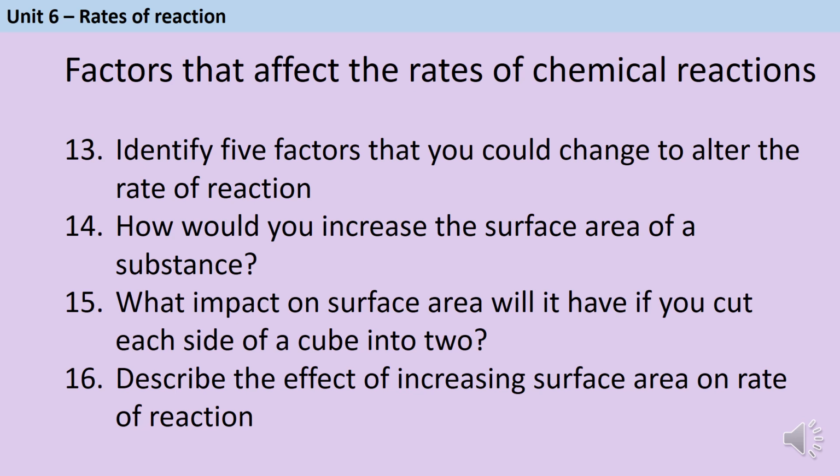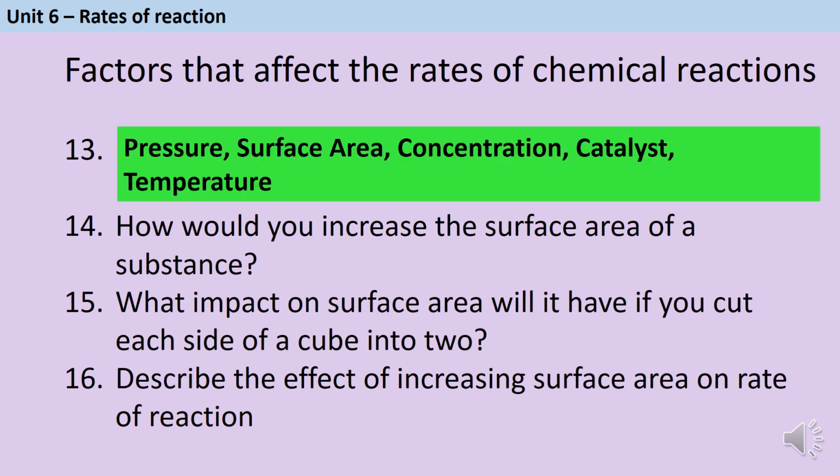There are 5 factors that you can change to alter the rate of a reaction: pressure, surface area, concentration, catalyst, and temperature.